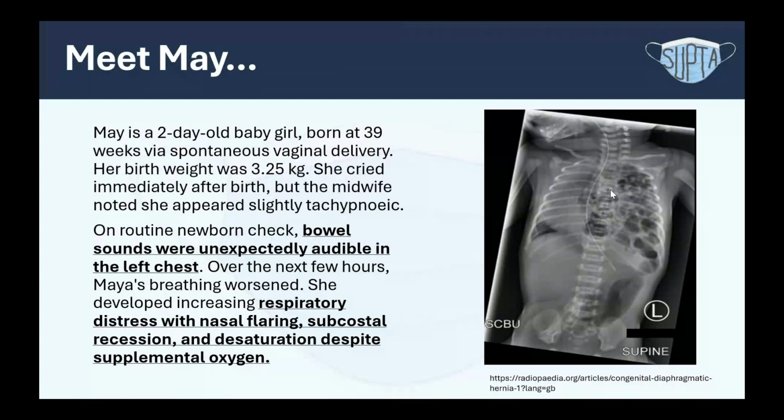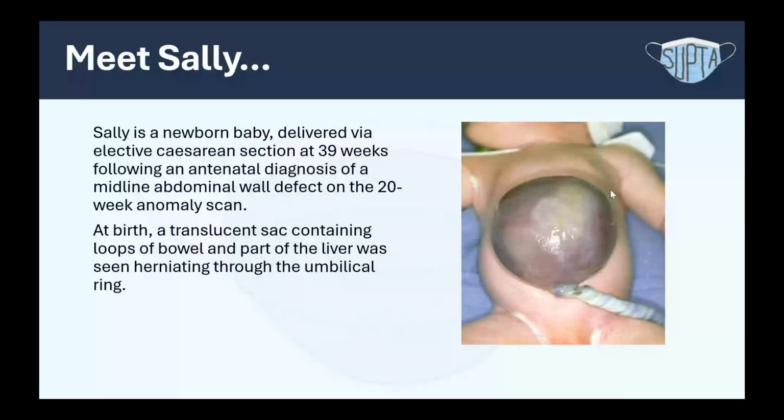Okay, so you've had a busy-ish shift, but on the bright side, it's almost over. So you're almost there now. But as expected, your bleep goes off again. Sally is a newborn baby who was delivered via a C-section, and this was around 39 weeks. The reason the C-section was scheduled was because it detected an abdominal wall defect during the 20-week scan. Fast forward to today, where Sally is born, you see that her bowel and part of the abdominal viscera is covered by a translucent sac.